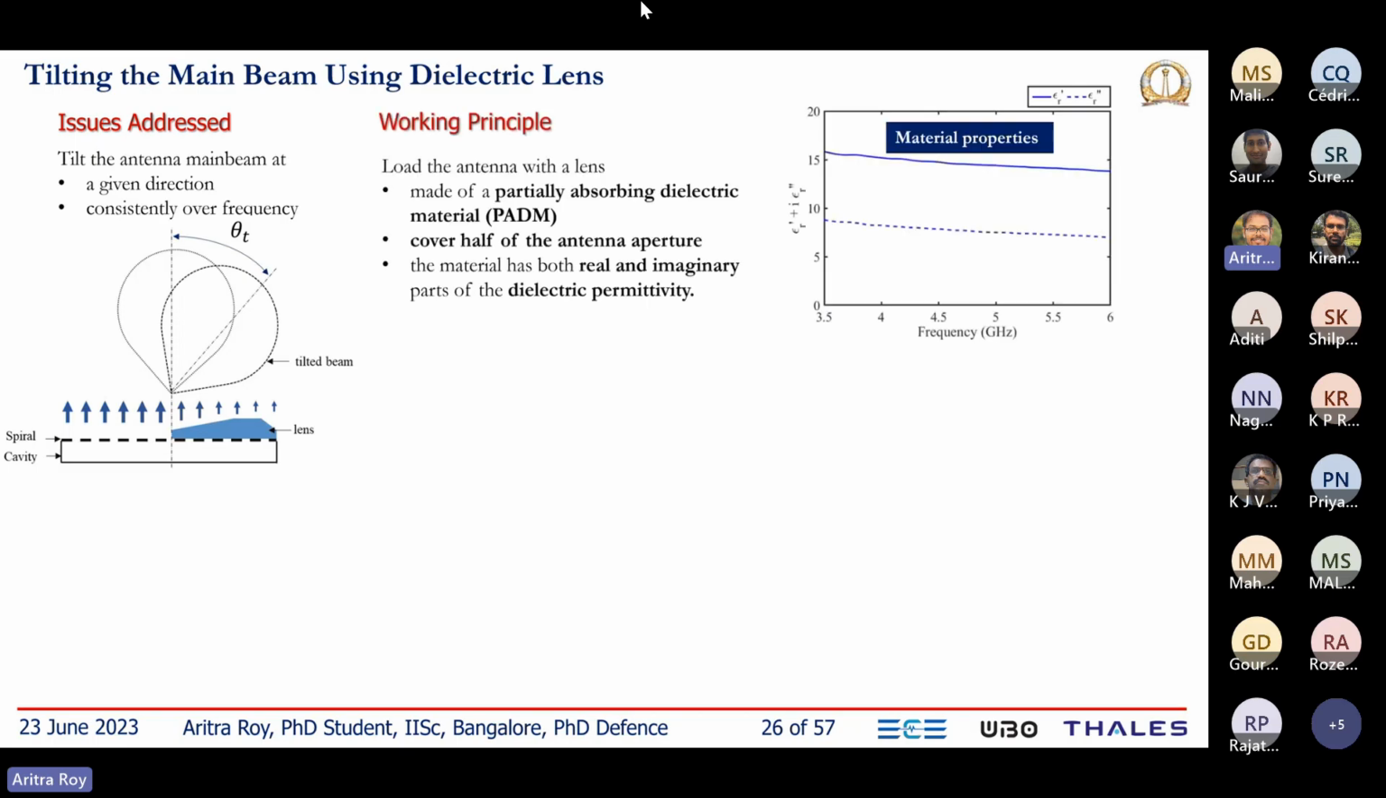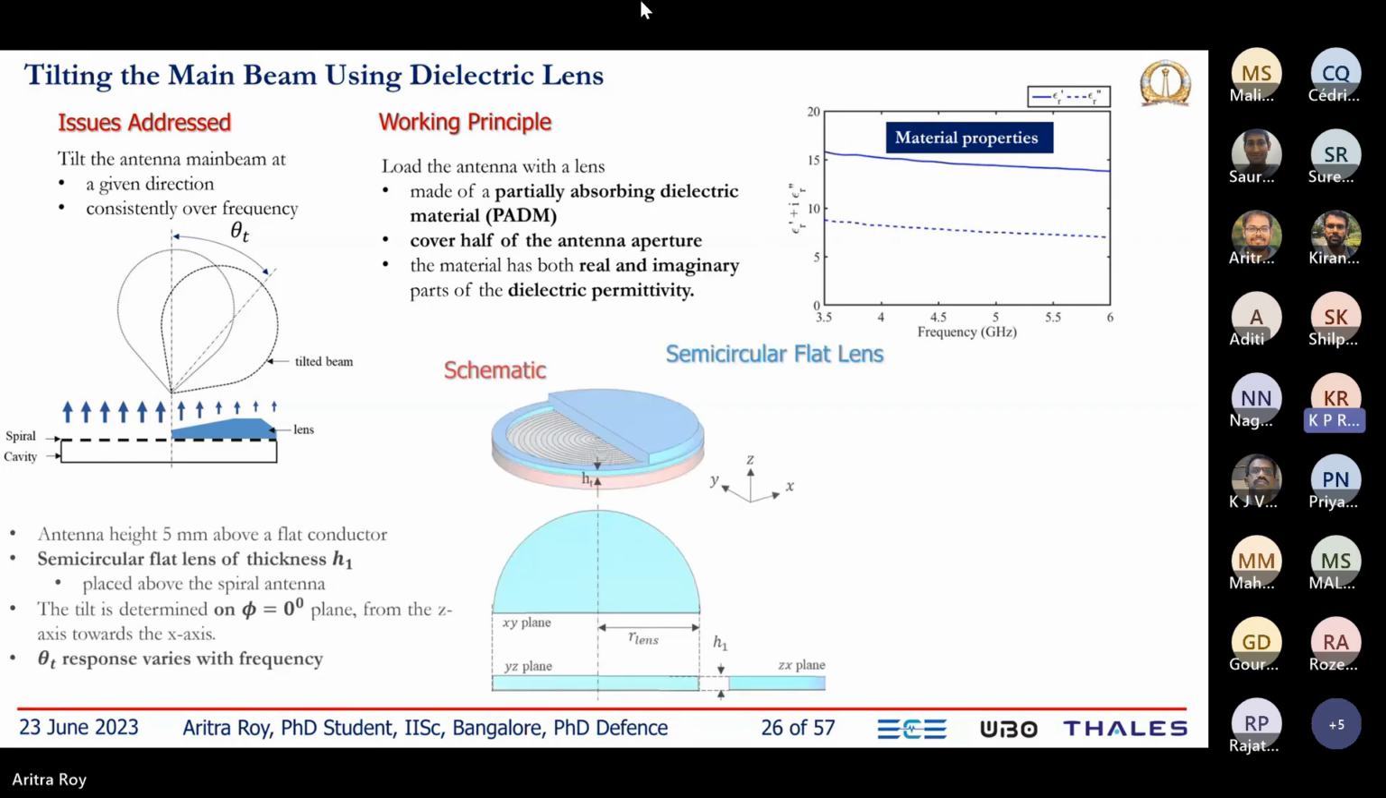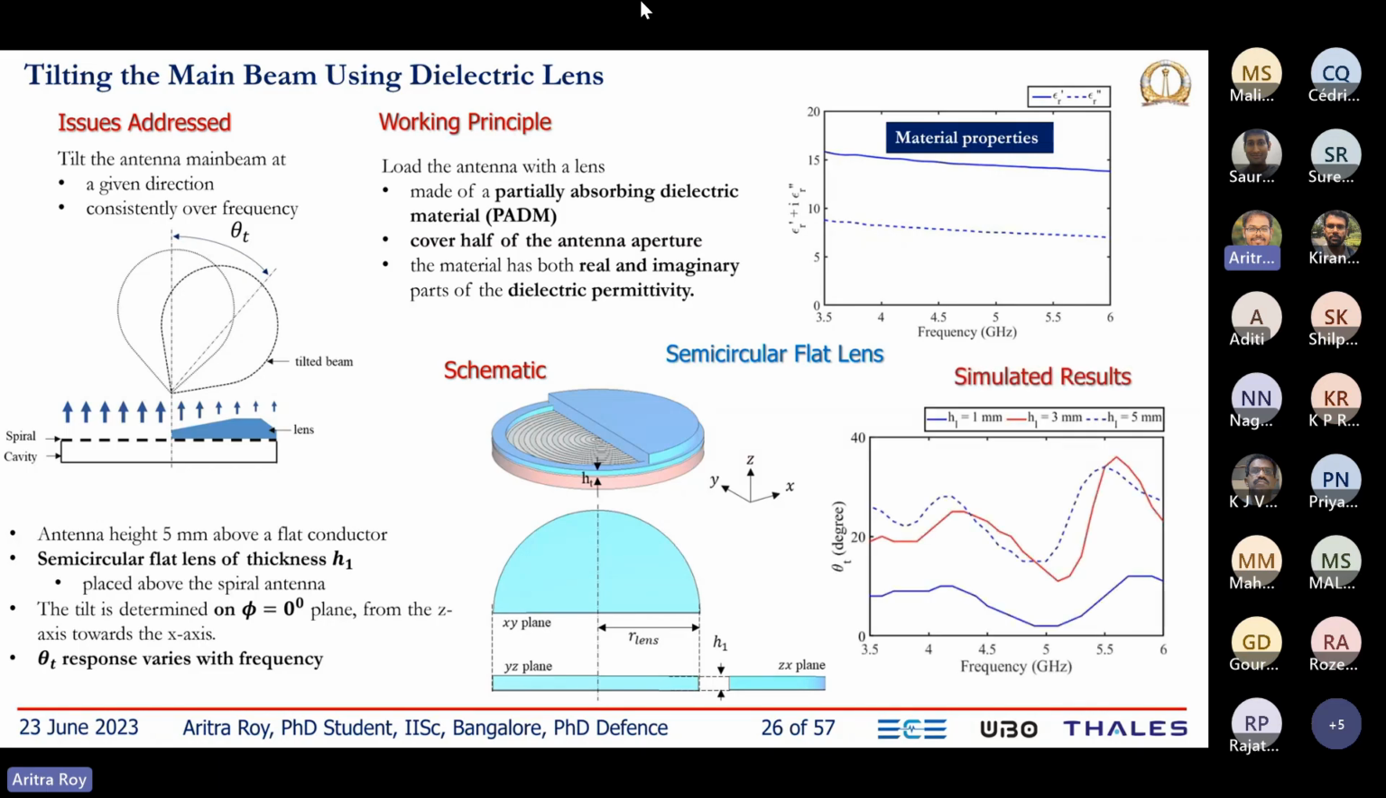So to do so, we have made a lens which is made of a partially absorbing dielectric material, or PADM. This material has both real and imaginary permittivities. In the first investigation, we used a semicircular flat lens. This lens has a constant thickness of H1. Then we summarized the tilt response, theta t, over a wide frequency range like 3.5 to 6 gigahertz. What we have observed is that if we increase the height of the lens, the tilt angle increases.